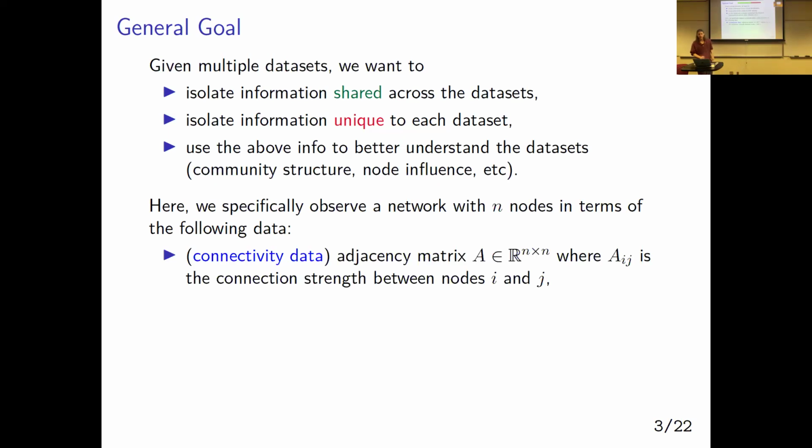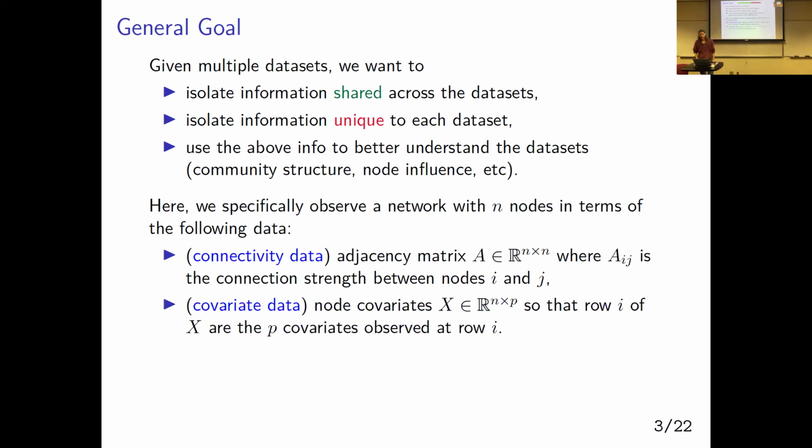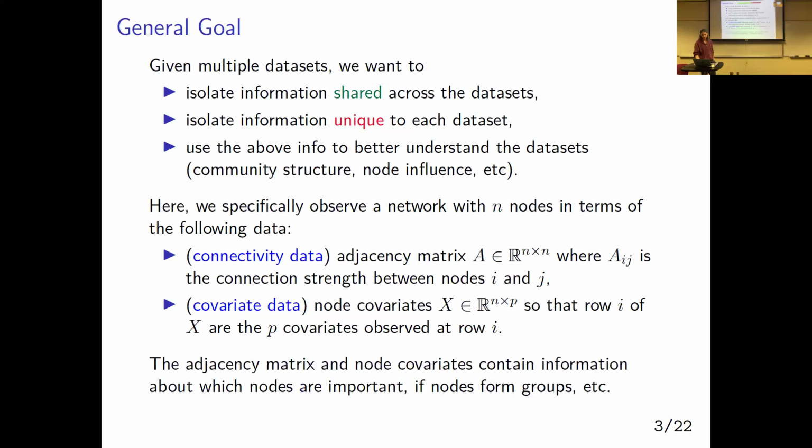The connectivity information is in the form of an adjacency matrix. If we have n nodes, we have an adjacency matrix in R^(n by n). The ijth entry of this adjacency matrix indicates the connection strength between nodes i and j. The covariate data at each node records, let's say, p covariates. The ith row of our covariate matrix is the observation of p covariates for node i.